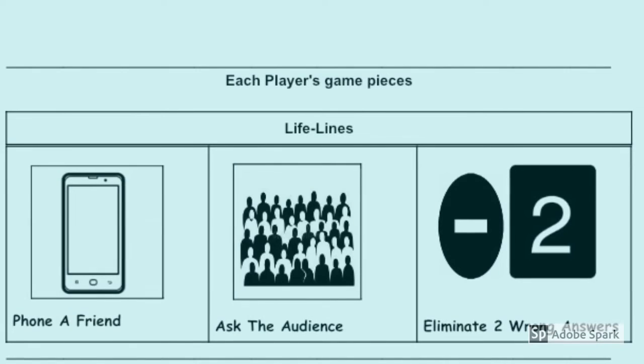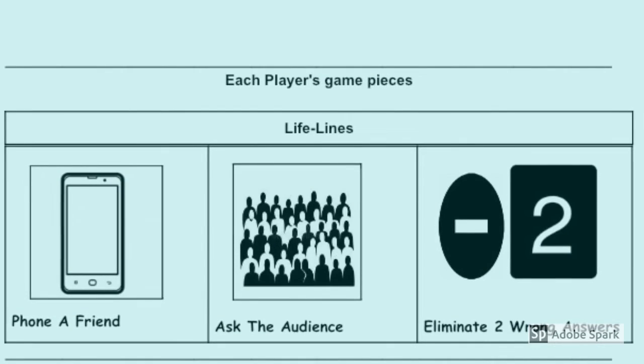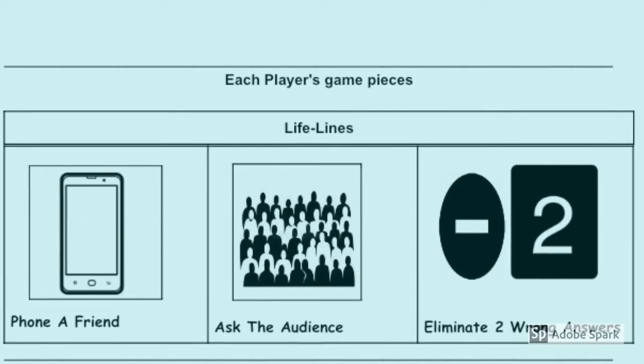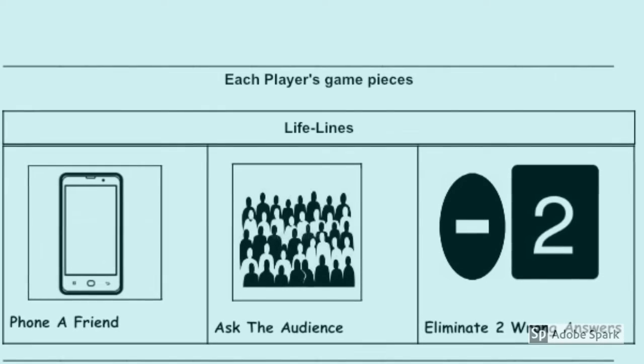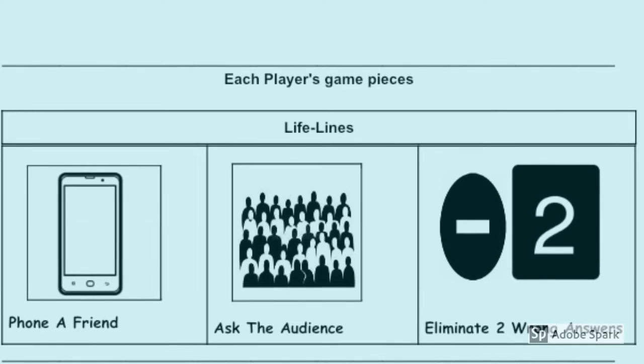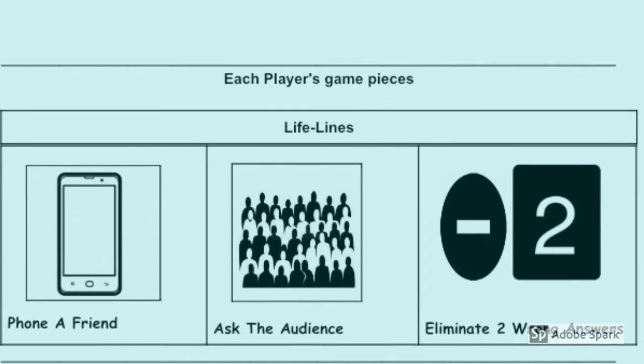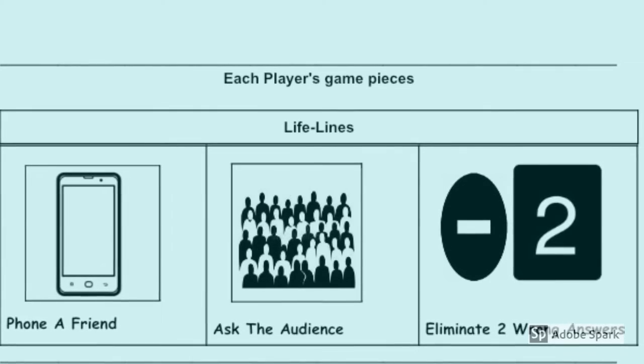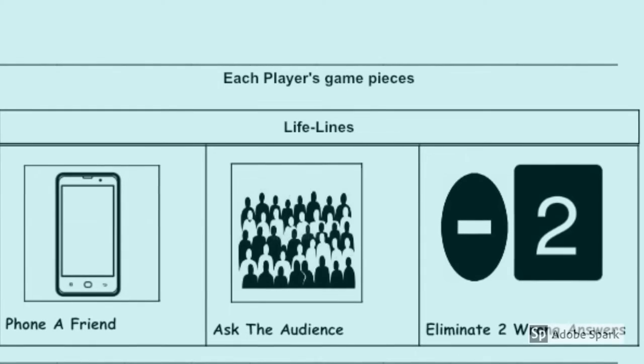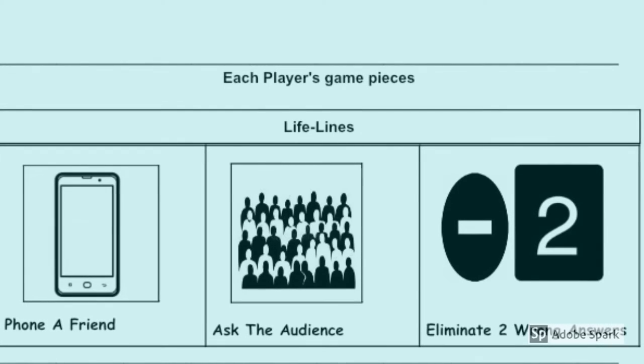Here are your 3 lifeline options. Phone a friend, which means you can ask someone sitting next to you to talk you through the problem. 2, ask the audience. When you ask the audience, everyone will show the work that they completed and talk you through solving it. Or your third one is eliminate 2 options.